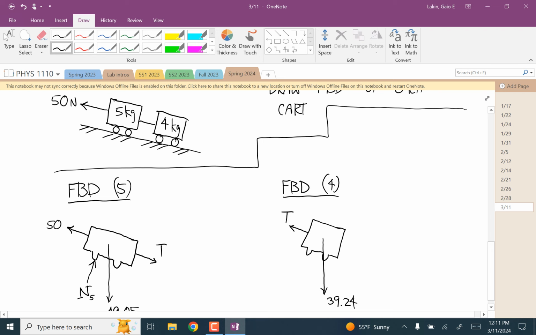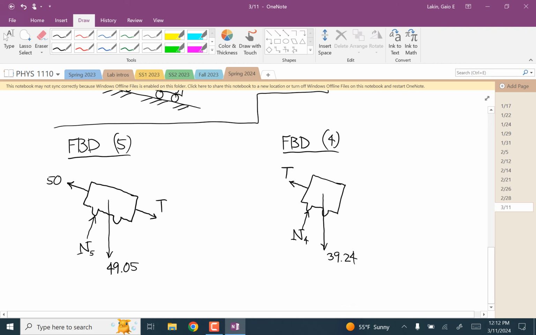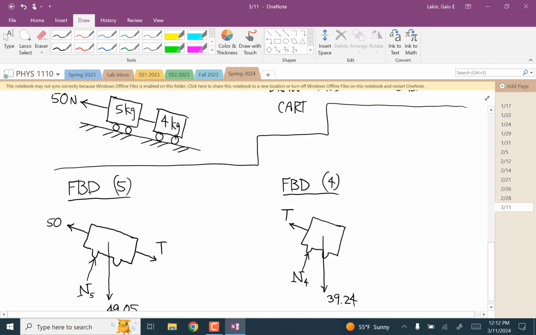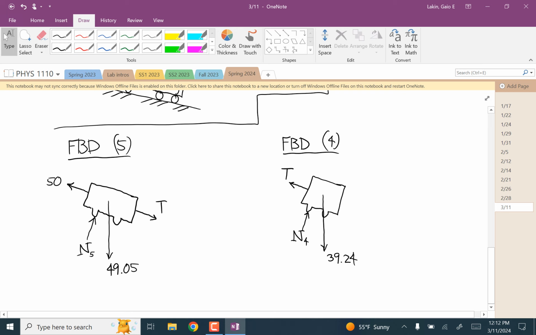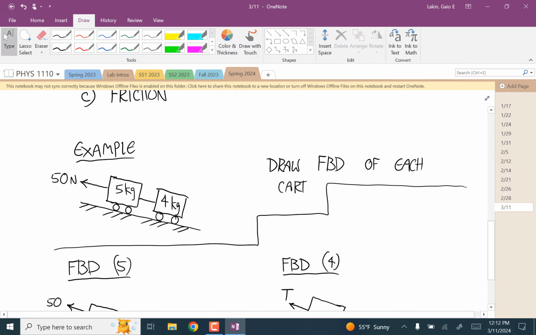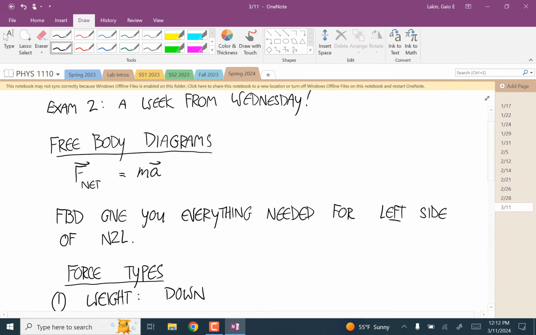Keep going around and you get to the contact with the ground. That's a pushing force. And I'll call that N4. The different subscripts on these just mean those are different variables. So this one has the name N5, this one has the name N4. And keep going around. Is there any other place where the surroundings make contact with this body? Nope, that's it. And so what we have now is a drawing of every single force that we would put into Newton's second law on the left side. Okay.